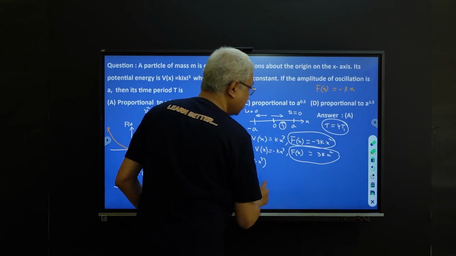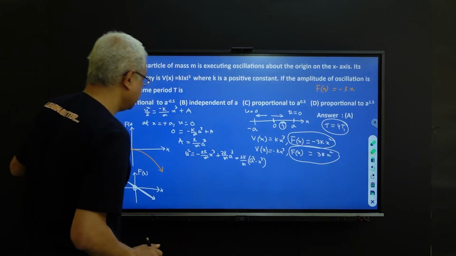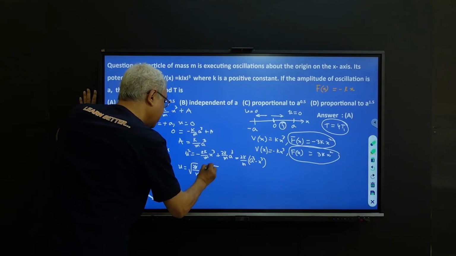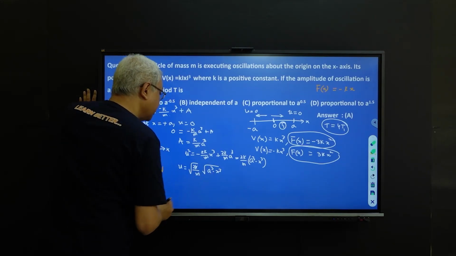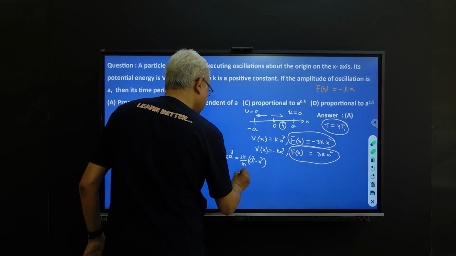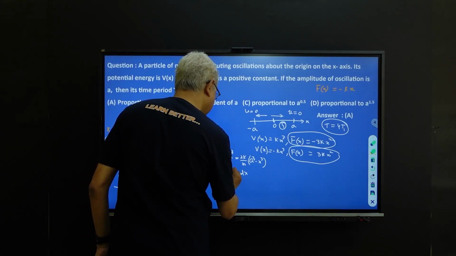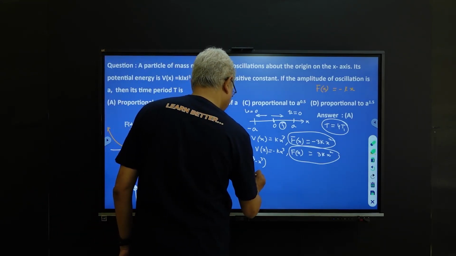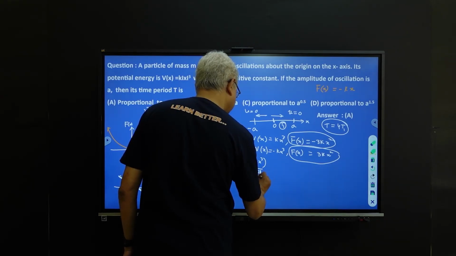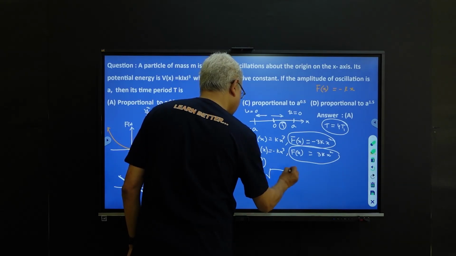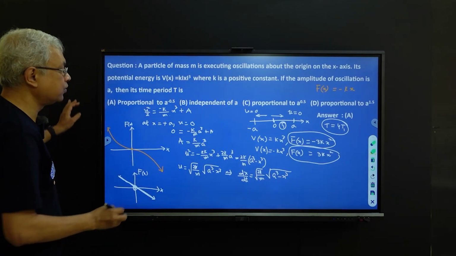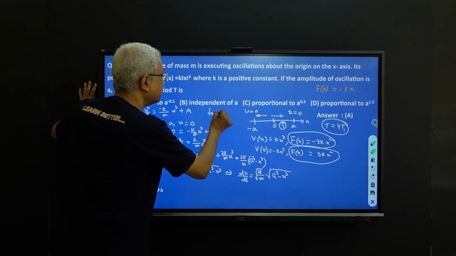u will be how much? Simple. u will be root over 2k by m times root over A cube minus x cube. So dx/dt, u is nothing but dx/dt, rate of change of position, is equal to root over 2k by m times root over A cube minus x cube. Remember, all these things we are doing for x greater than or equal to 0.